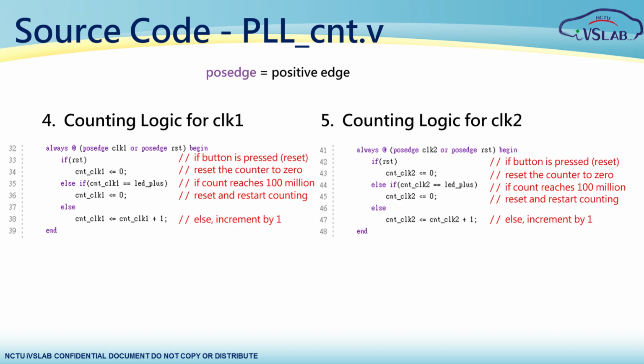It's crucial to understand that these two always blocks for clock 1 and clock 2 execute concurrently, meaning they run completely in parallel. We utilize the posedge, which is the rising edge of the clock, to drive the counter. Every time a rising edge occurs, the counter increments by 1, and it will keep tracking until it hits 100 million, at which point it resets to 0 and starts over. This is a classic, textbook application of sequential logic.